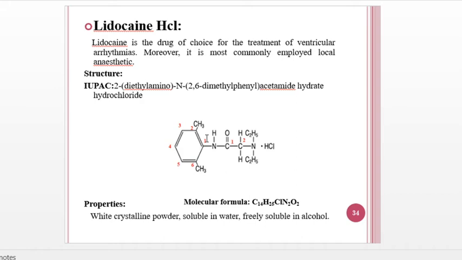Lidocaine. Lidocaine is the drug of choice for the treatment of ventricular arrhythmias. Moreover, it is commonly employed as a local anesthetic. So this is the structure of lidocaine.